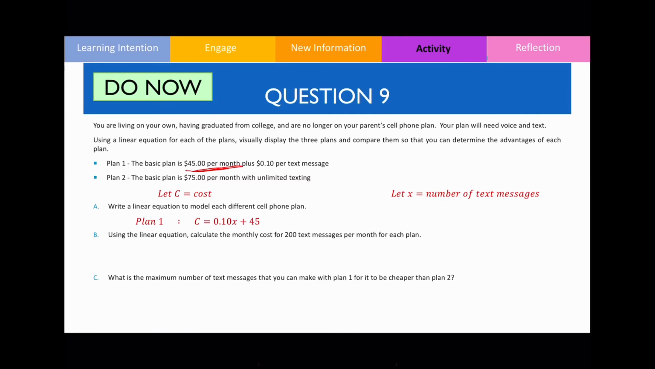Whereas for the next one over here, it's not dependent on the amount of text messages. You can make as many as you like or as little as you like. So therefore, you won't actually have x as a variable. It's just going to be C is equal to 75 in this case.